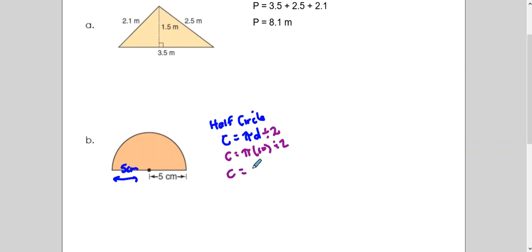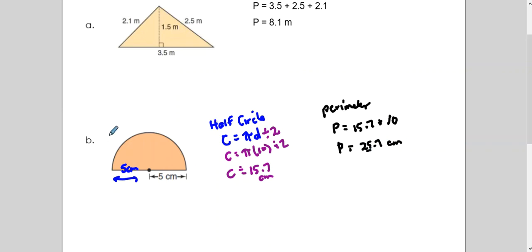I've got 15.7 centimeters, approximately. And now I can find the perimeter. So I know that the perimeter is 15.7 plus the 10 centimeters along the bottom, because that is on the outside of that shape. So 25.7 centimeters is the distance. So just be conscious of what's on the outside of the shape.